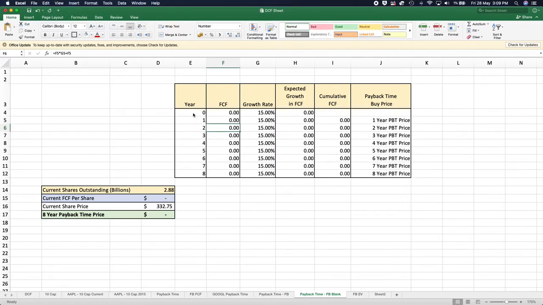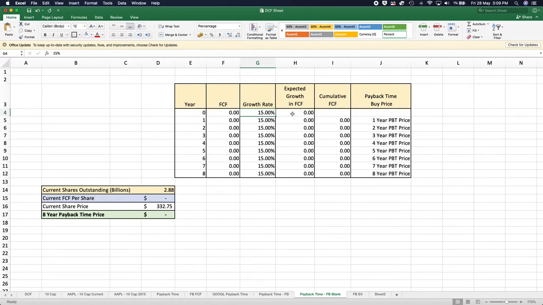So here in the table, we've got, obviously, running down the years. Year zero would be now. Here we need to go and get the free cash flow. For the growth rate, I've just put in an amount of 15%. That's just an arbitrary amount I picked. I'll give some background for that shortly.